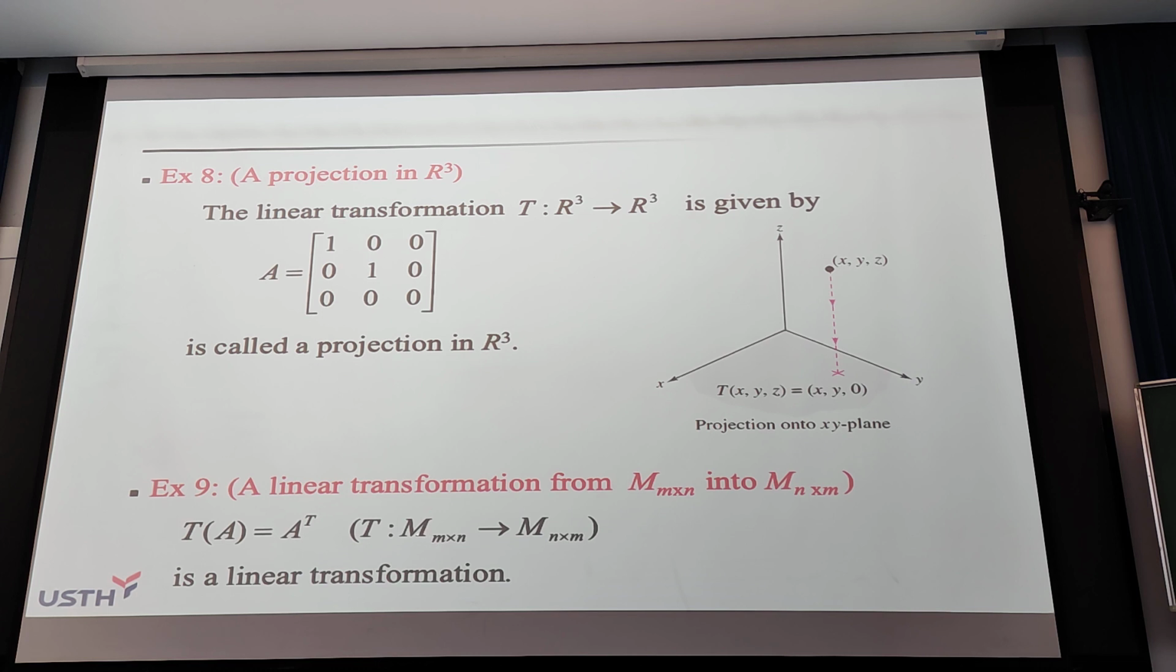It goes from the space of M by N matrices into the space of N by M matrices. That is because the mapping takes the transpose of the matrix, so the number of rows now becomes the number of columns, and the number of columns now becomes the number of rows. So that will be the mapping going from here to there. And it is claimed that this mapping is also a linear transformation.